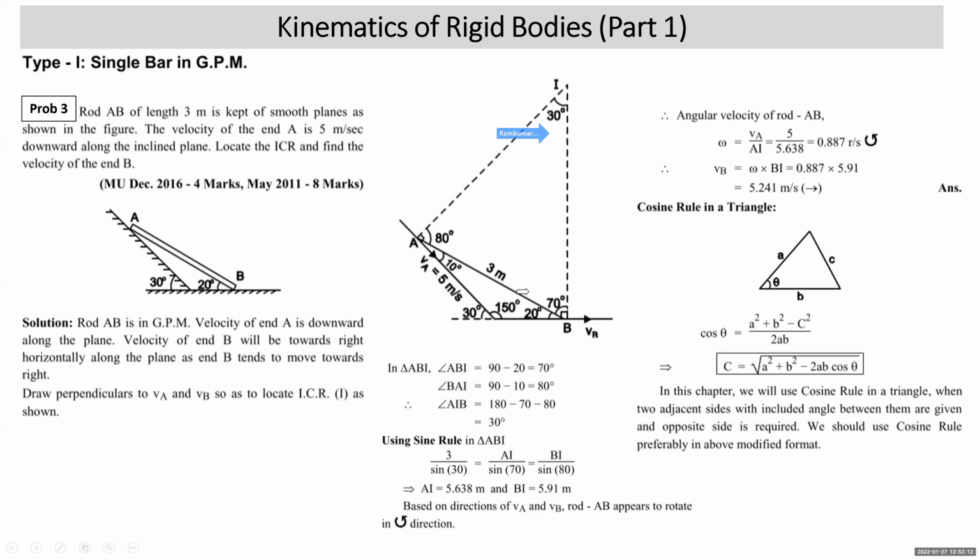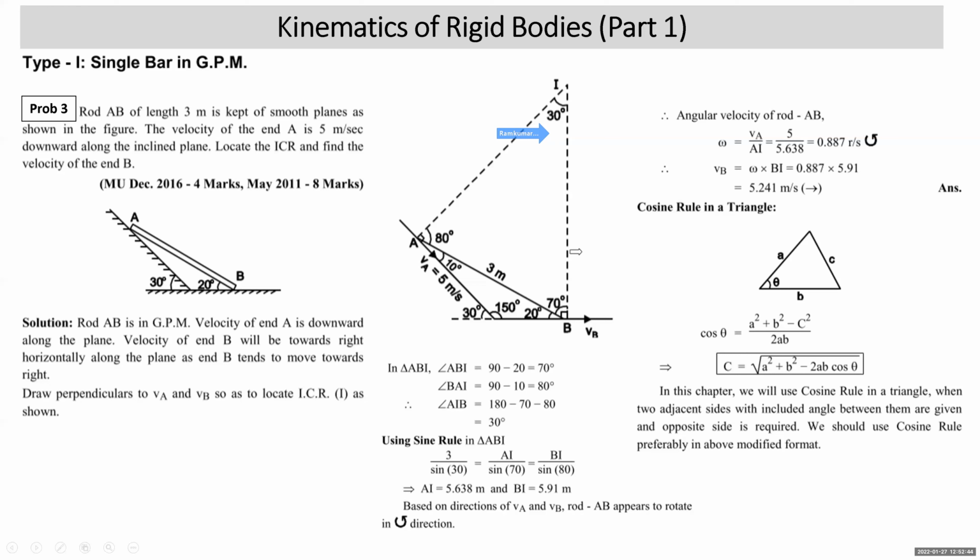At this stage, we have got the angular velocity of this rod AB. We have got the velocity of point B. Velocity of point B will be towards right. This is correct. Why is it correct? If you keep your pen or pencil at I, you see that VA was giving anti-clockwise rotation. Even VB is also giving anti-clockwise rotation. We know that velocity of all the points on the body in GPM should give the same kind of rotation. As VA is giving anti-clockwise rotation with respect to the axis through I, VB is also giving anti-clockwise rotation with respect to the axis through I.